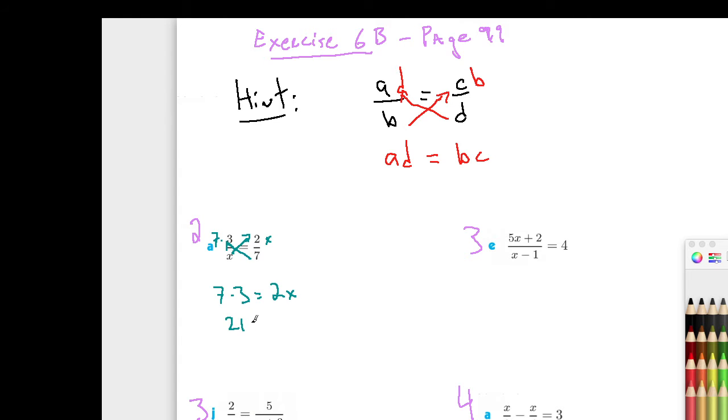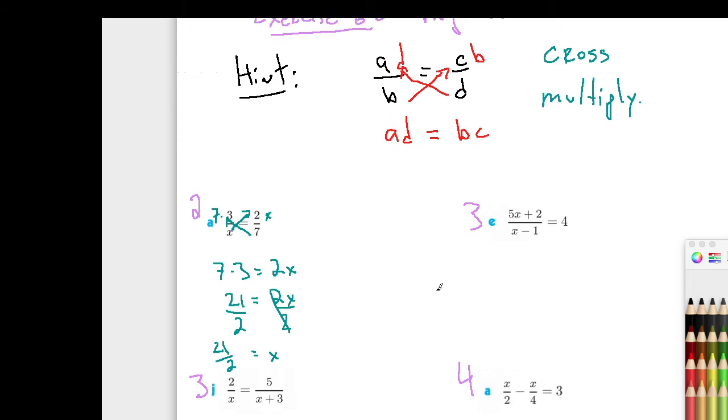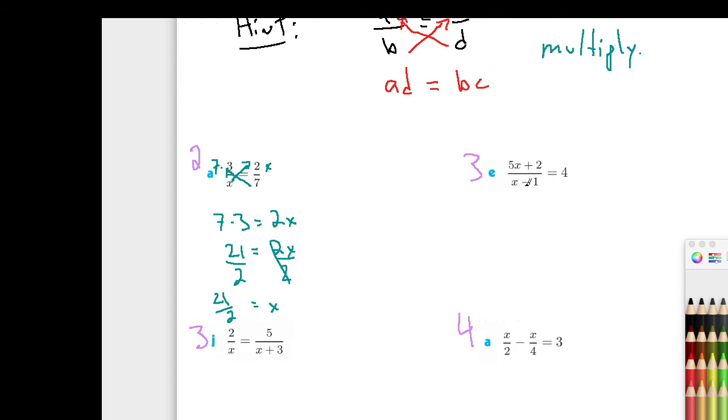If we make this a little bit cleaner, we have 21 is equal to 2x, and we divide by 2 on both sides, and I have x is equal to 21 over 2, and you can leave it as a fraction like this. So there's an example of cross multiplying here. If you want to use cross multiplying, go ahead as long as you use it right. And we can use it on all sorts of equations that are a fraction equal to a fraction.